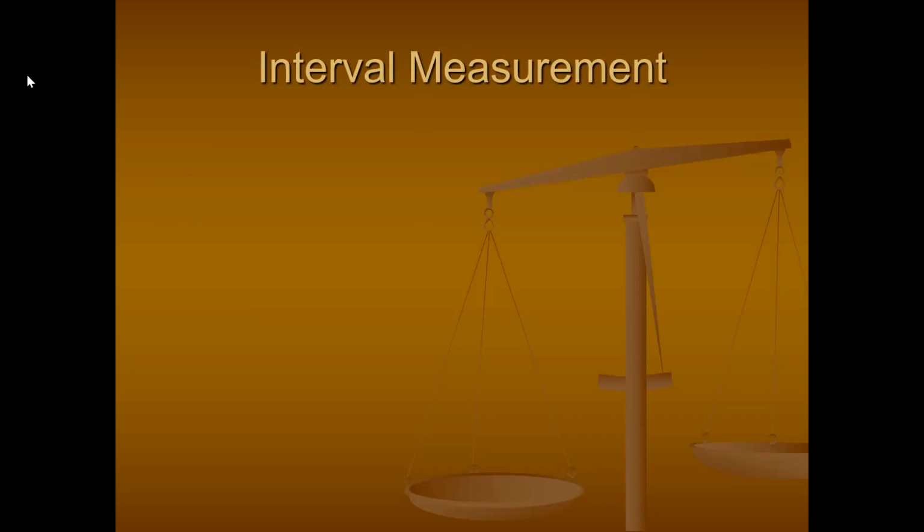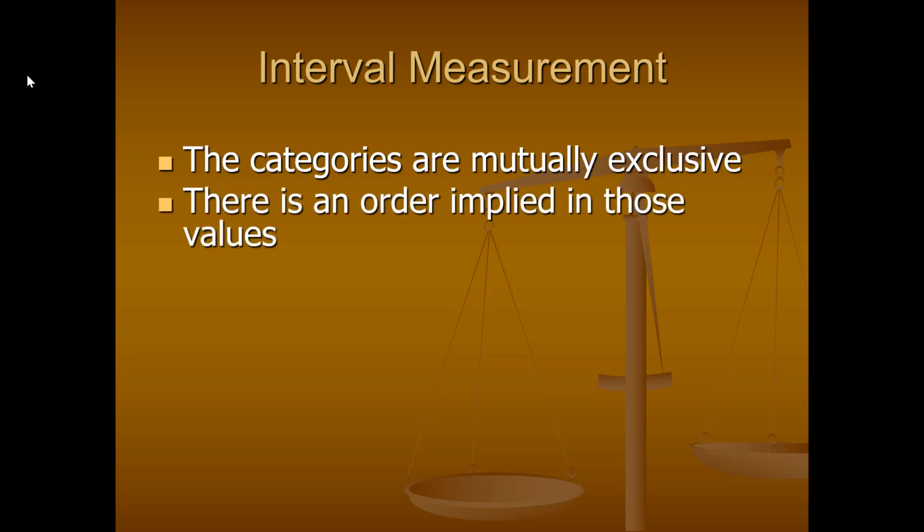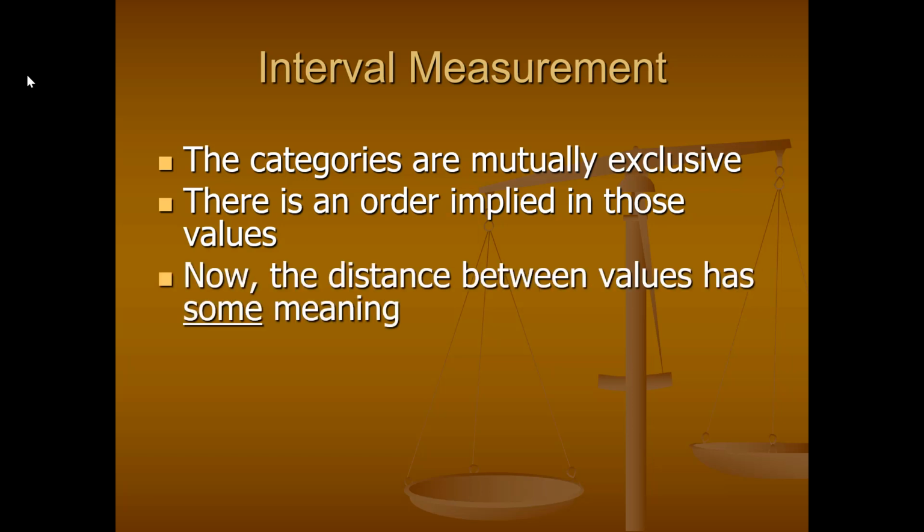Okay. Third is interval measurement, the third level of measurement. And again, the categories are mutually exclusive. So you're noticing a pattern. As we go higher on our level of measurement, the variable subsumes, I don't know if that's the right word, but contains the same properties as the lower level of measurement and then adds some more information. So in this case, categories are mutually exclusive. The numbers imply an order. But now the distance between values has some meaning.